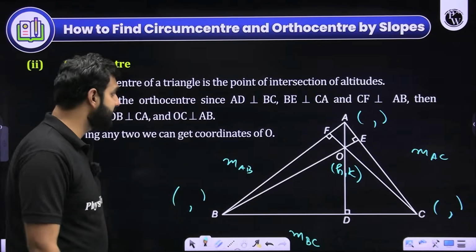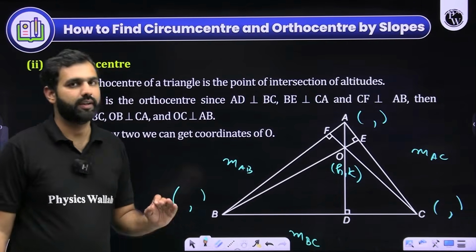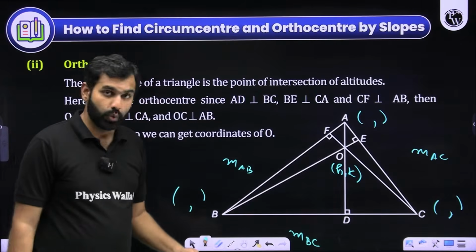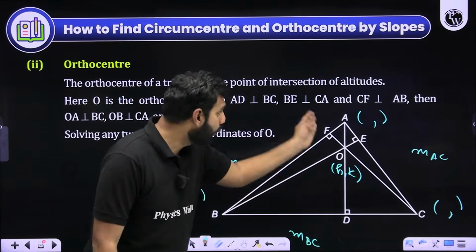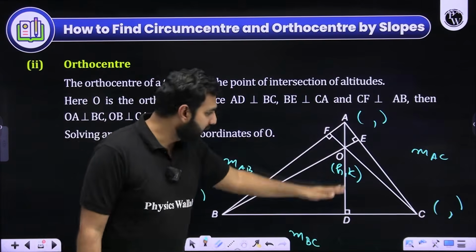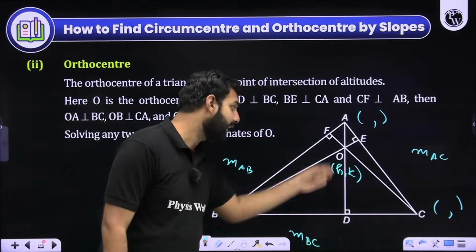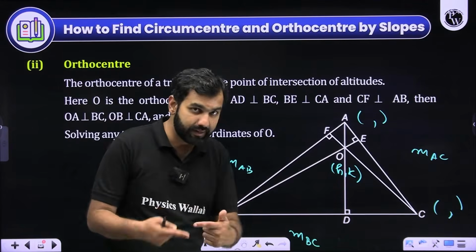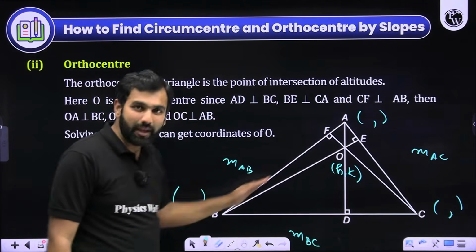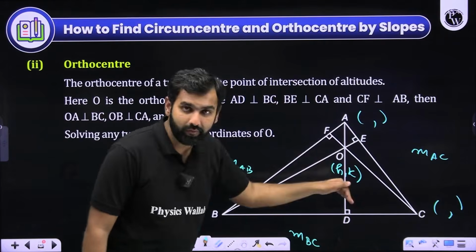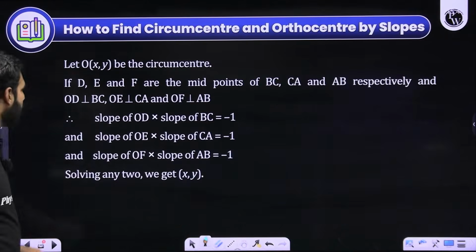Now, please understand, if I know their slopes, can I not know the slopes of OD, OE and OF? Because OD is perpendicular to BC. So if I know the slope of BC, I know the slope of OD. Did you get that? If I know the slope of AB, I know the slope of OF. That's exactly what we are trying to say here.